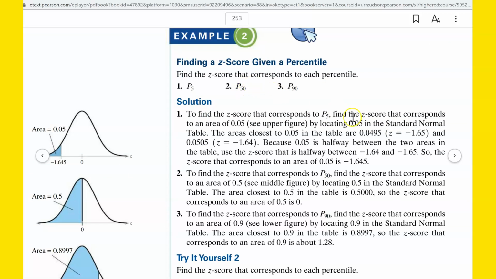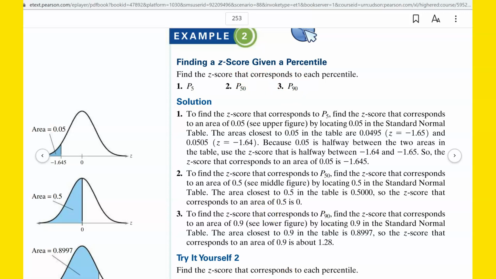Find P50. Well, we don't even have to calculate P50. 50% of the data are to the left of what z-score? 50% of the data are to the left of the mean. And the mean would have a z-score of 0. A z-score of 0 means you're on the mean. So P50 would be 0.